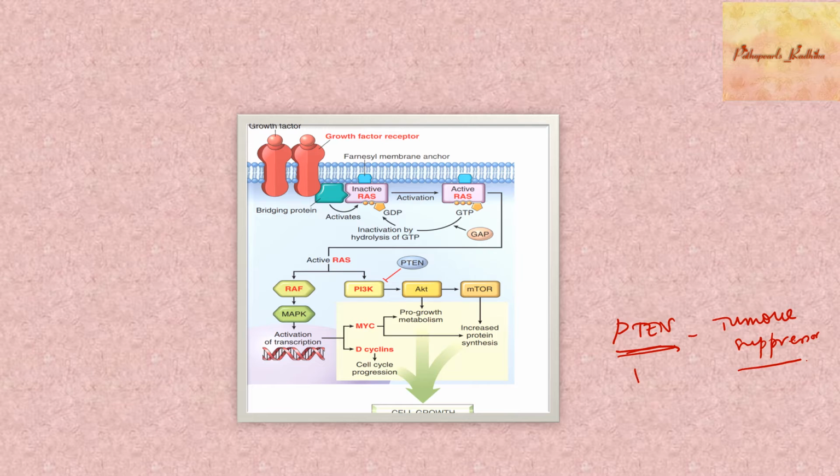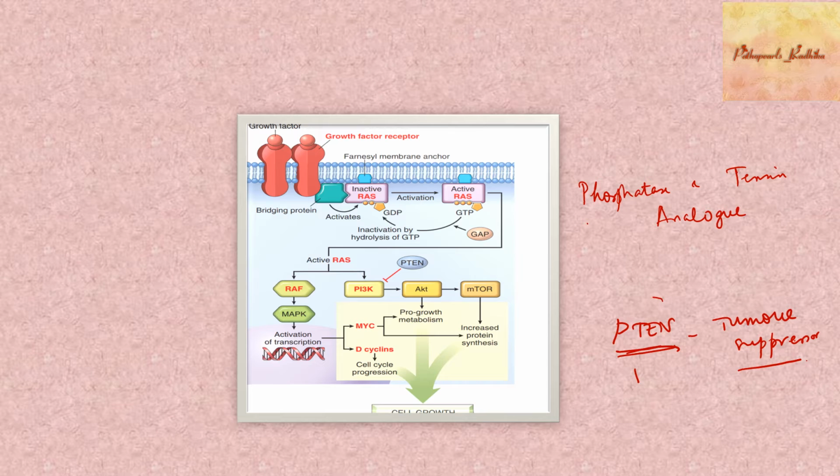What is PTEN? What's the abbreviation? It's called phosphatase and tensin analog, and it's a tumor suppressor gene. These are the things which you should remember.